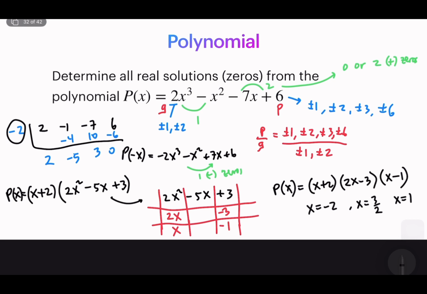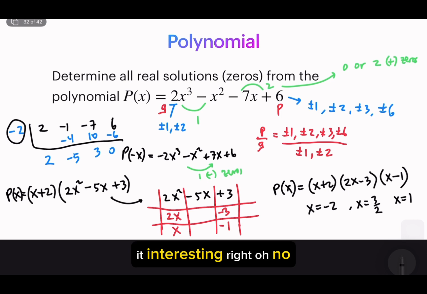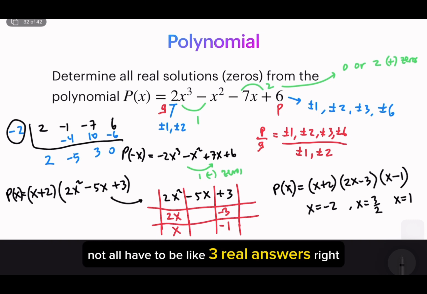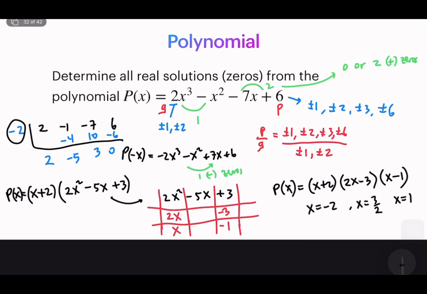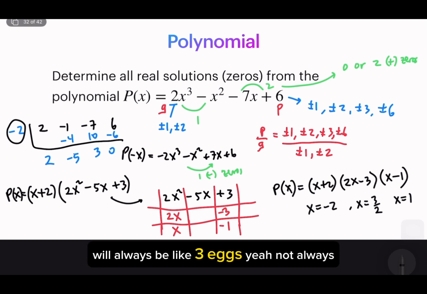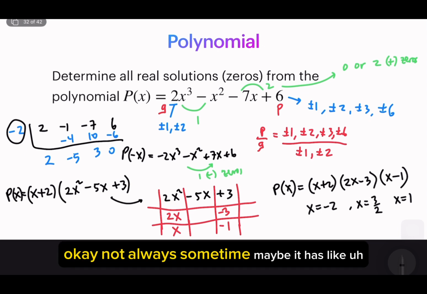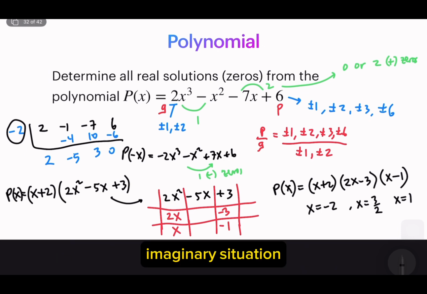Interesting, right? Okay. So when the question asks us to find the real zeros, it does not always have to be 3 real answers, right? Not always 3. Sometimes maybe it has an imaginary situation. Okay, that's the first question.